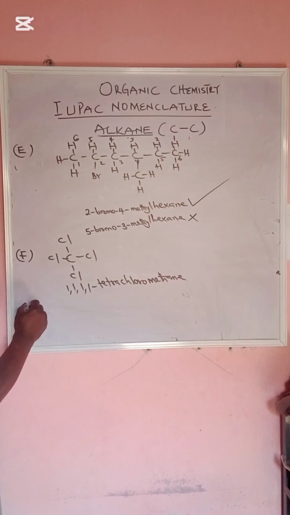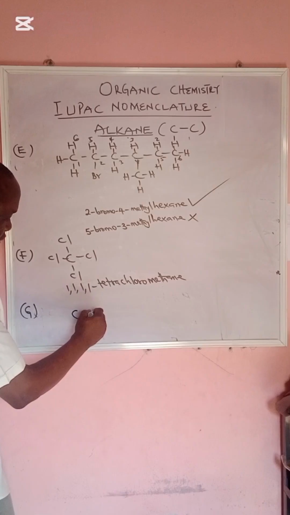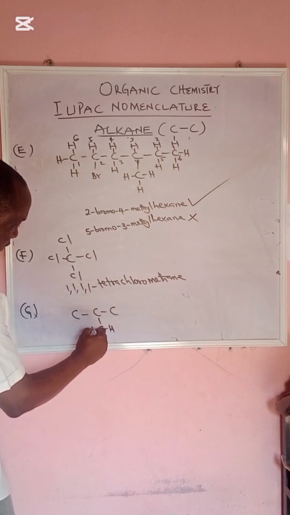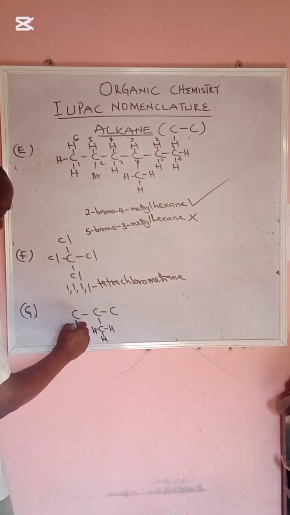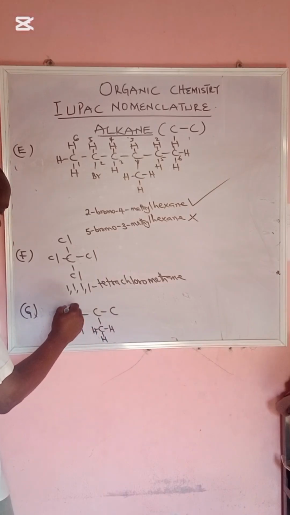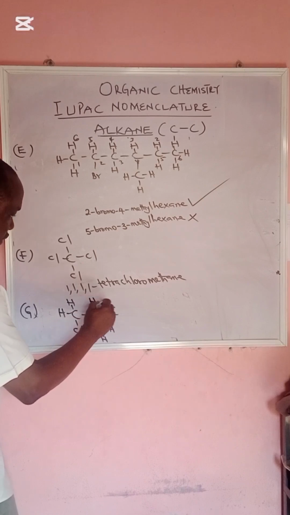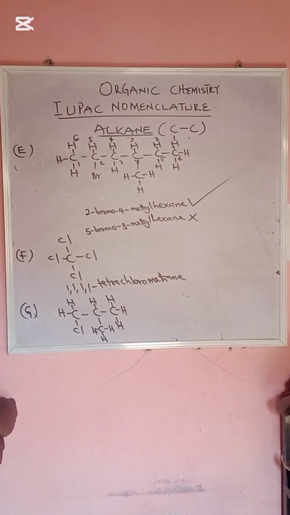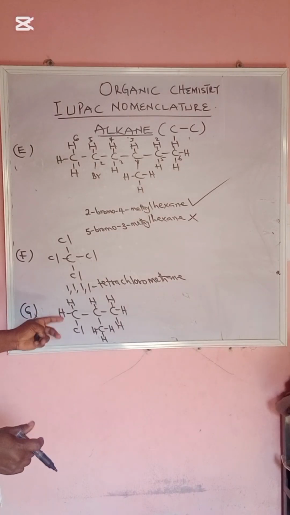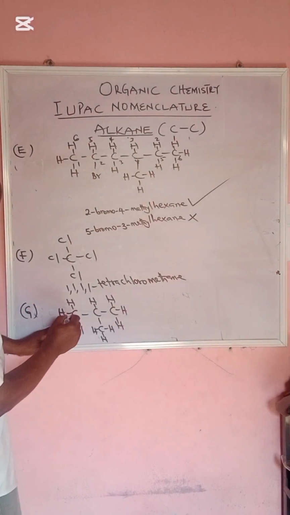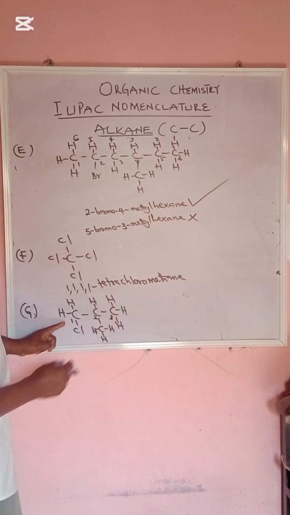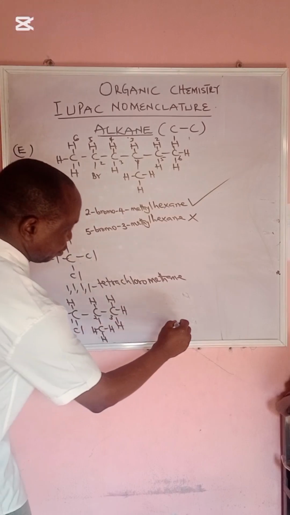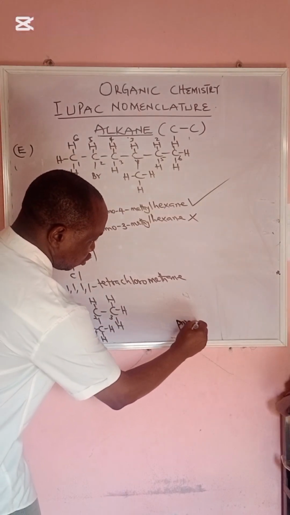Let's see G, where you have 1, 2, 3. You have CH3 here, CH3 here. You have chlorine here. You have chlorine here. You have hydrogen here, hydrogen here, hydrogen here, hydrogen here. You have to name this. So you count from left to right. This is carbon 1, carbon 2, carbon 3. You can see the longest is 3. That is propane. So propane, chlorine attached to carbon 1. Chlorine attached to carbon 1.